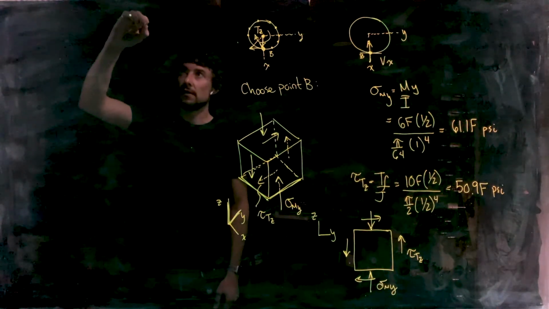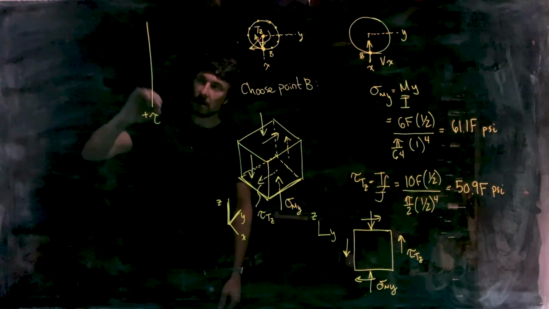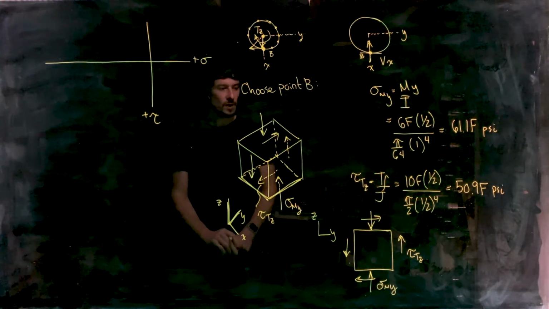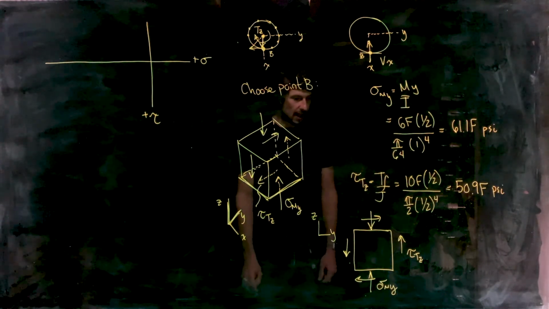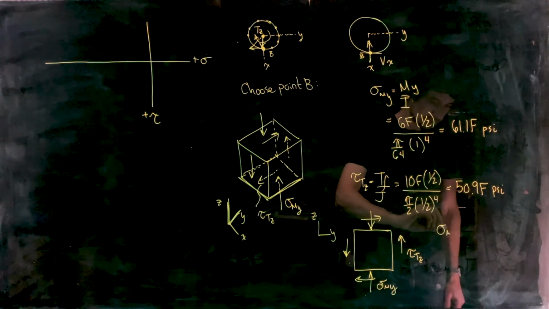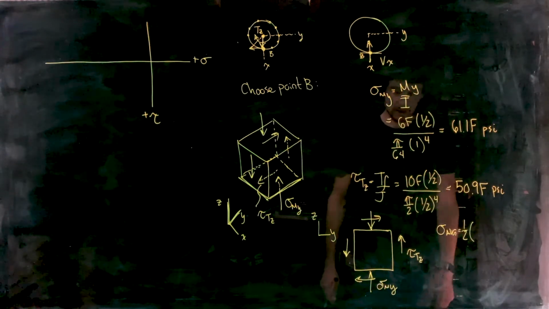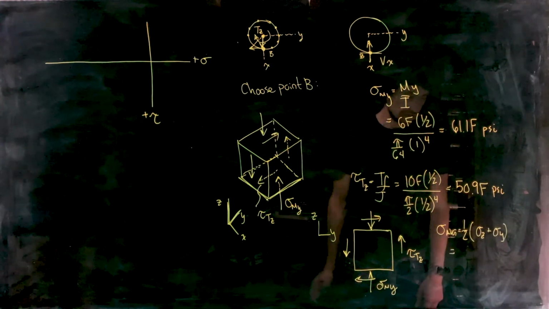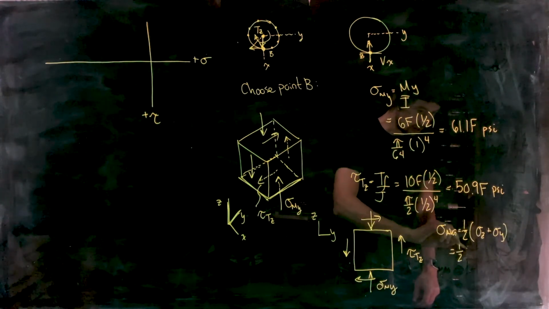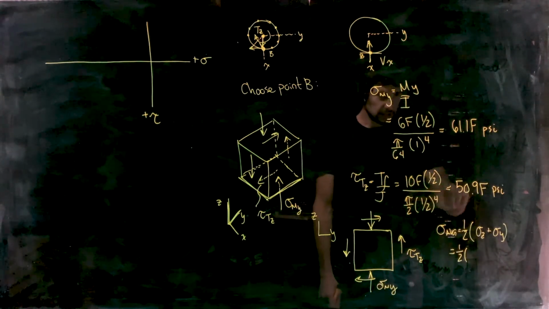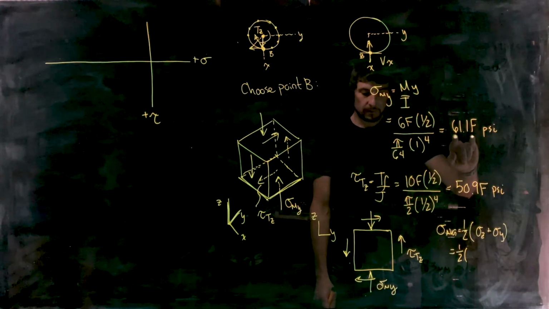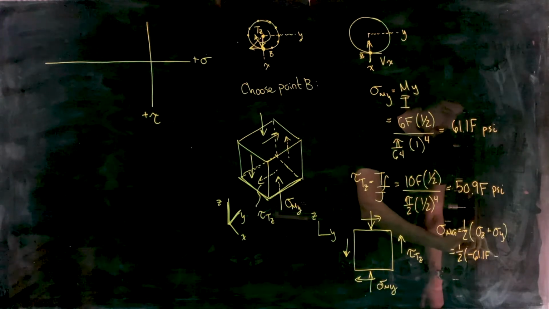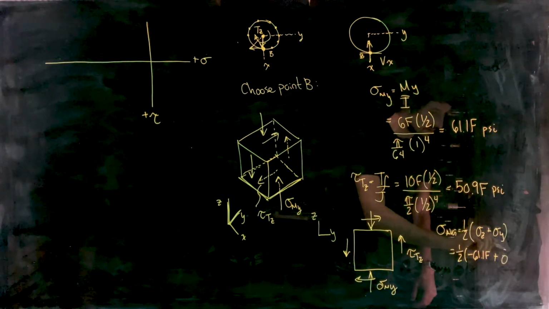So, Mohr's circle. Here is our axis for shear stress and axis for normal stress. All right, what do we need? We need the average normal stress, sigma average. In this case it is 1/2 of what? Sigma z plus sigma y. Which is equal to what? 1/2 of sigma z is 61.1 F, but it's negative because it's compressive, so minus 61.1 F. And then the normal stress in the y direction is 0.